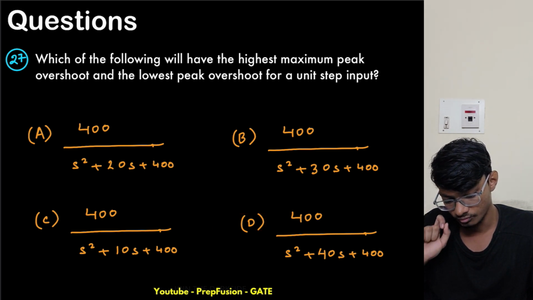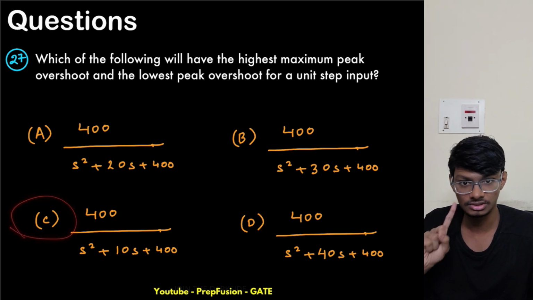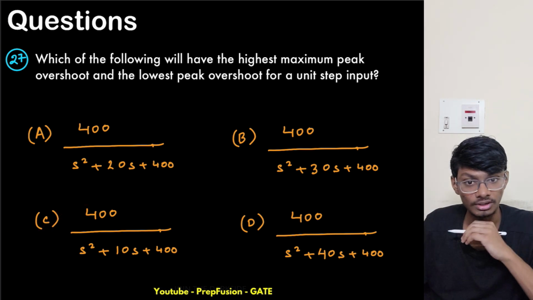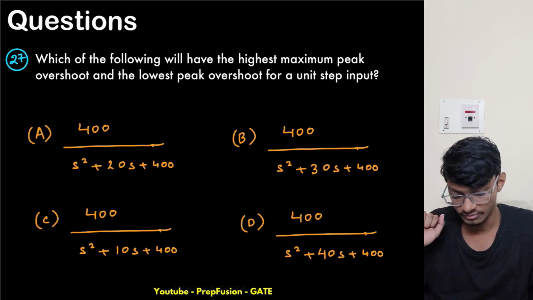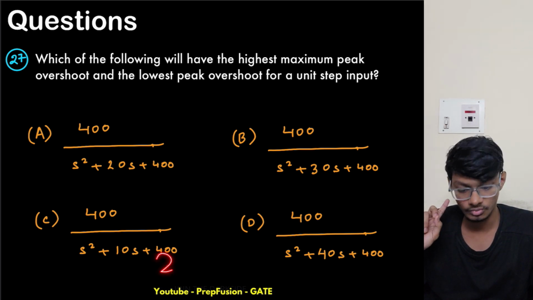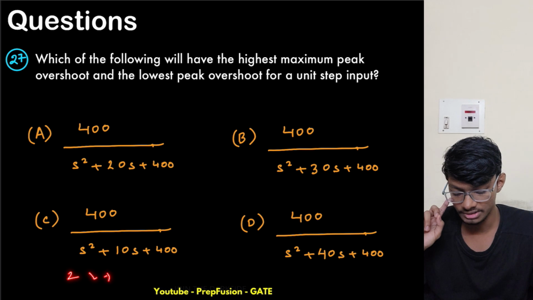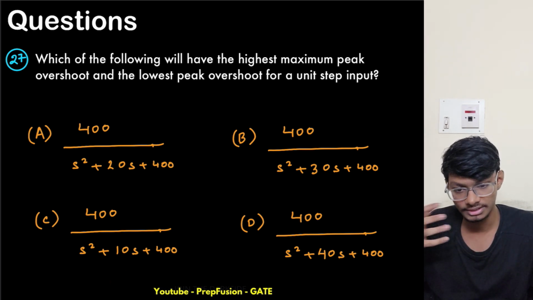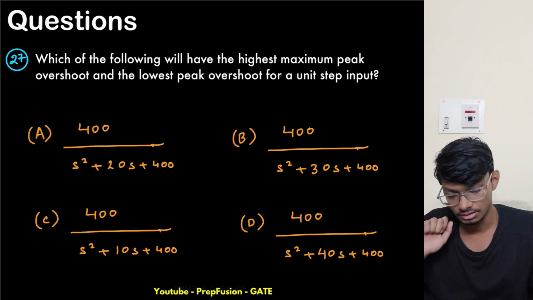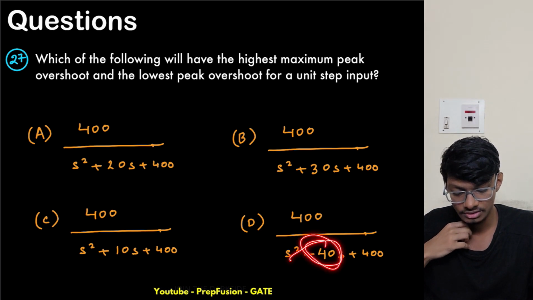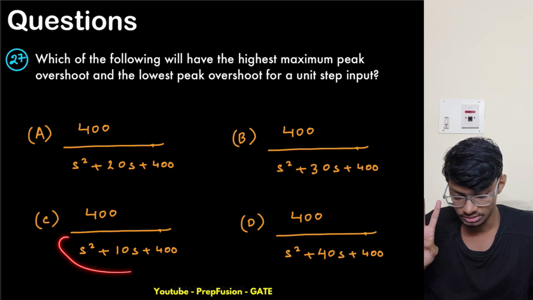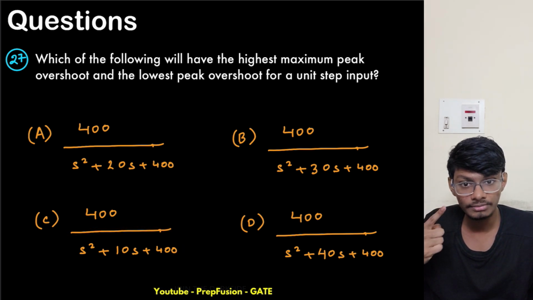Now which one has the lowest zeta? C has the lowest zeta, but we also have to check whether it is underdamped or not. If it is not underdamped, then this will be an issue. If I check from here, my omega n is 20 and 2 zeta omega n is 10. If I divide by that, zeta comes out to be less than 1, so it is fine. If this increases, then only my zeta will increase. Obviously this will be underdamped, but I have to check for the undamped system as well. When will this be undamped?